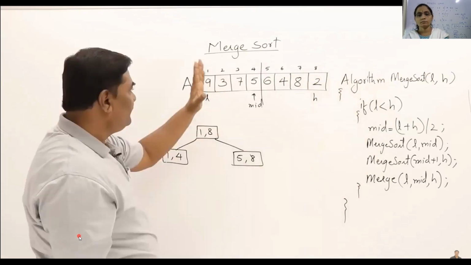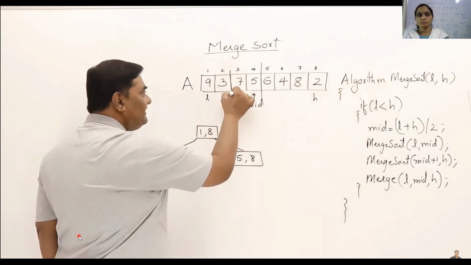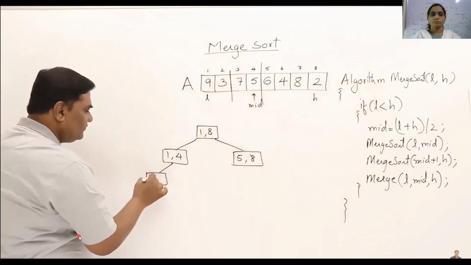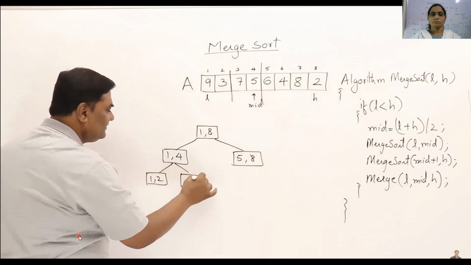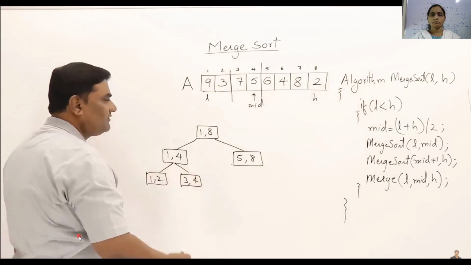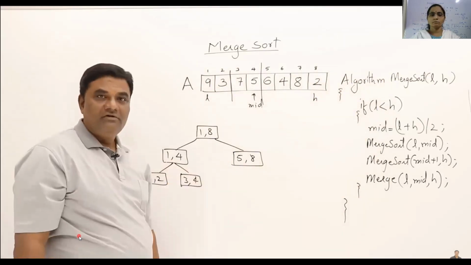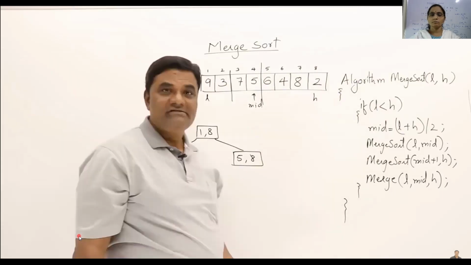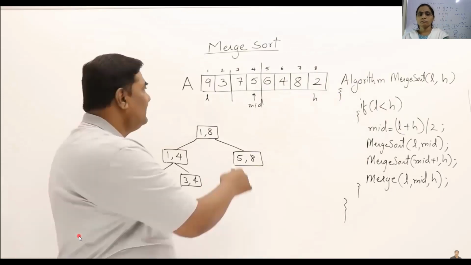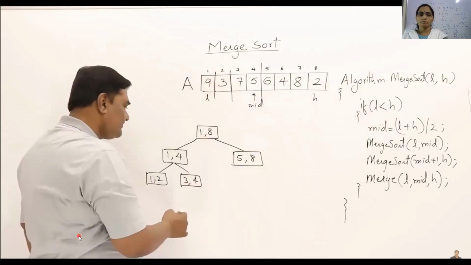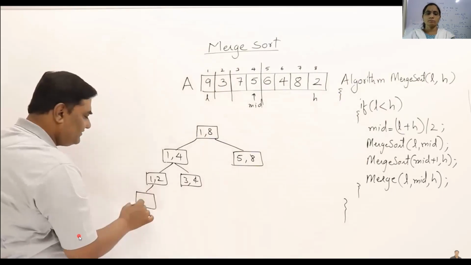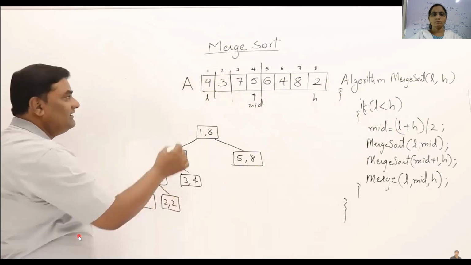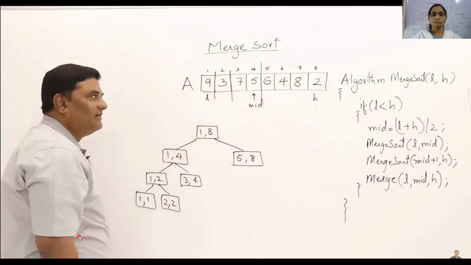So it means these four elements are also large. Divide them. So this side 1 to 2 and this side 3 to 4. Now when we take this, again low is less than high. Yes, there are two elements, so this is still large. Again split it. So 1 to 1 on this side and 2 to 2 on this side. Now there is just one element.